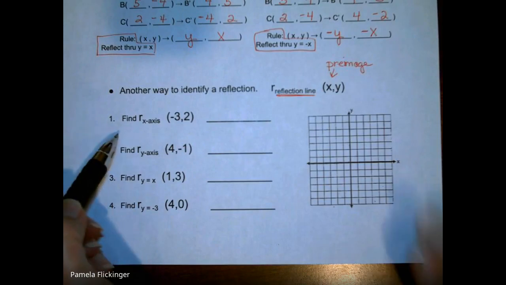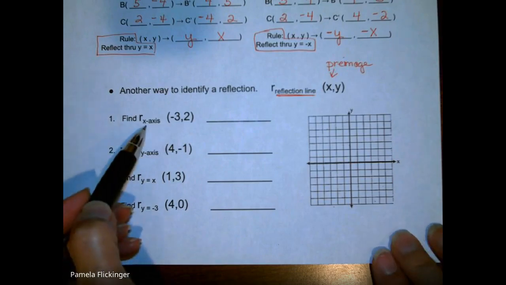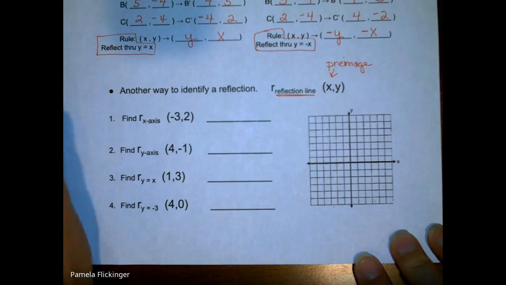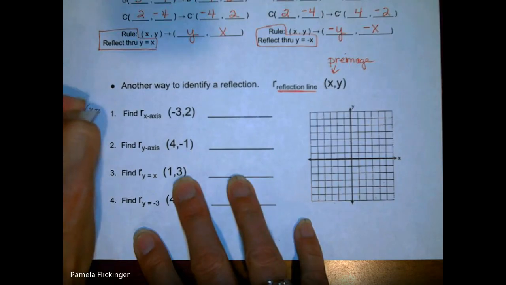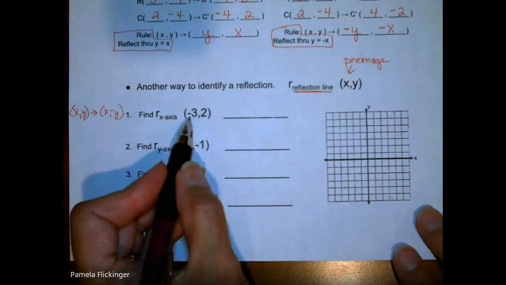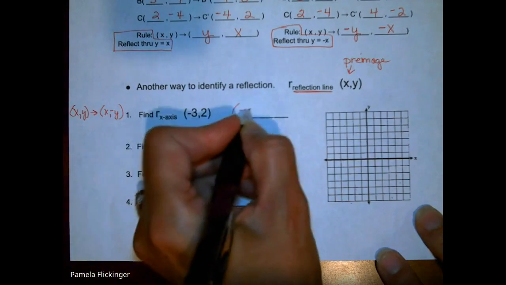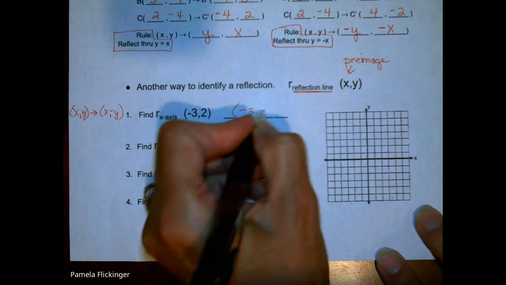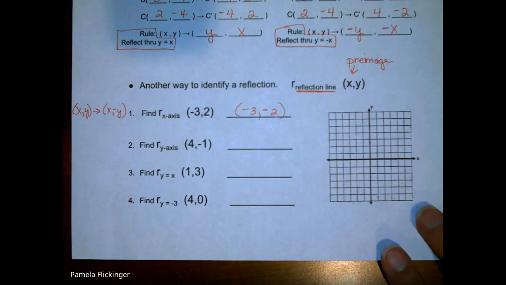All right, so we've got a little coordinate plane over here, but I want us to kind of use the rules that we learned. So if we're going to go over the x-axis, the rule says that xy goes to x negative y. So that means negative 3 comma 2 is going to go to, the x stays the same, but the y becomes the opposite. So we would just apply the rule.